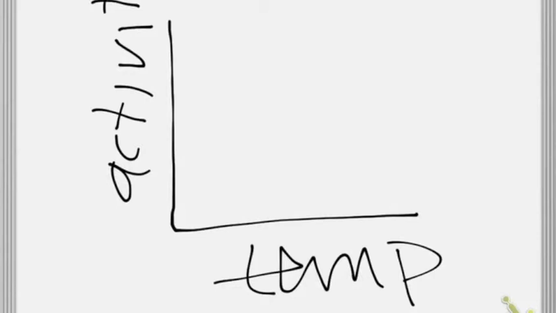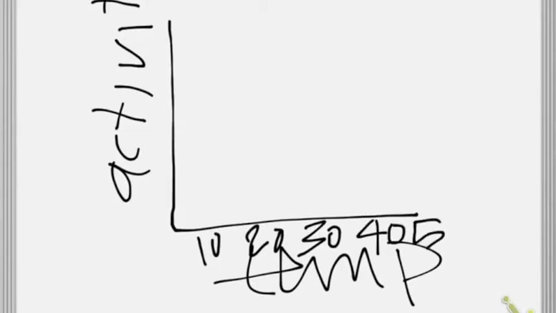What I'm hoping for is a bar or column graph that has one bar for every temperature. So I had 10, 20, 30, 40, 50. And I'm hoping to get a bar for every temperature that represents the activity. So it should look something like this.